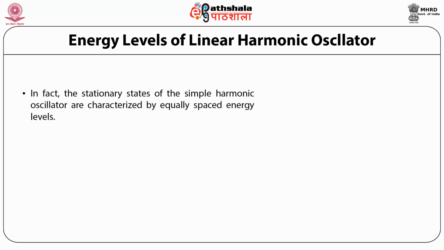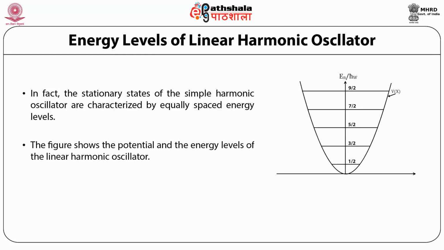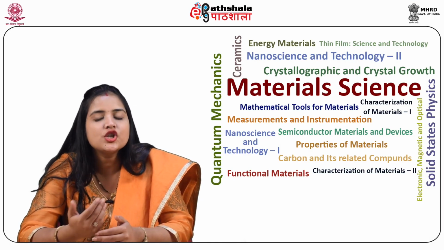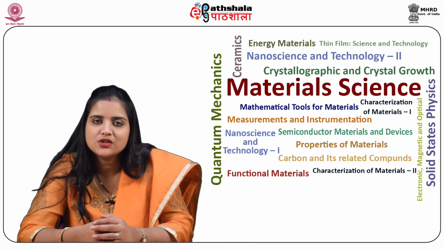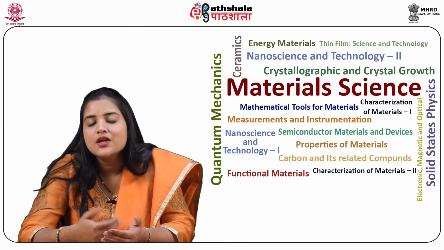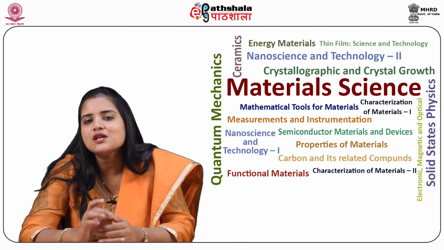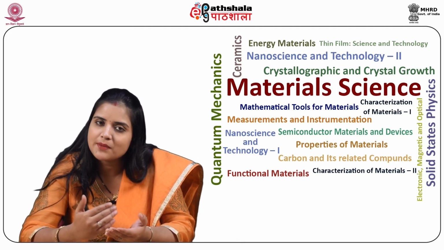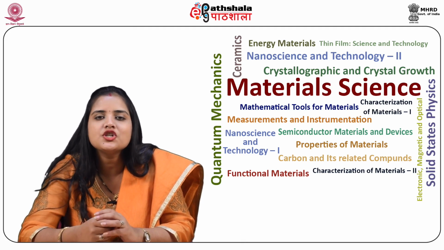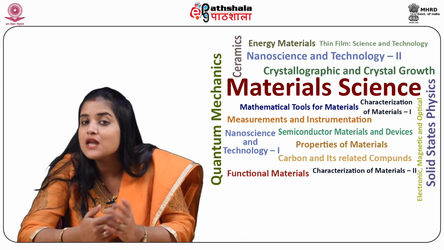In fact, the stationary states of the simple harmonic oscillator are characterized by equally spaced energy levels. The figure shows the potential and the energy levels of the linear harmonic oscillator. We next discuss the Gaussian form of the state and zero point energy. The lowest energy, which is E0 equal to h cut omega by 2, is called the zero point energy. It is not zero due to the fact that the particle is confined to a finite region of space, and therefore by the uncertainty relation its momentum cannot be zero, and hence the energy cannot vanish in any state.